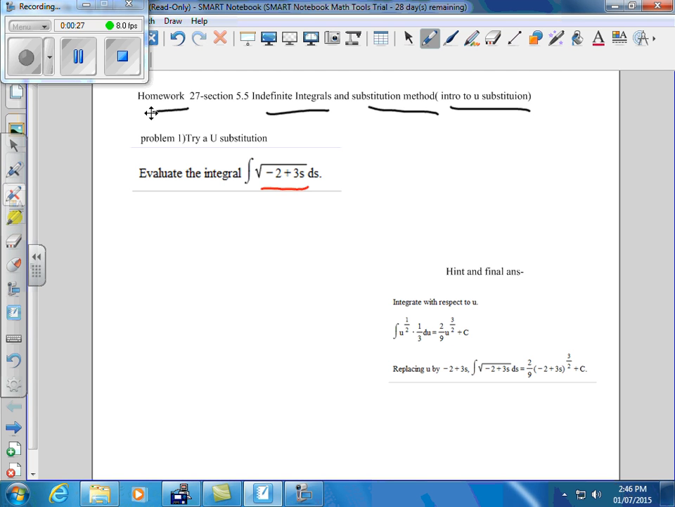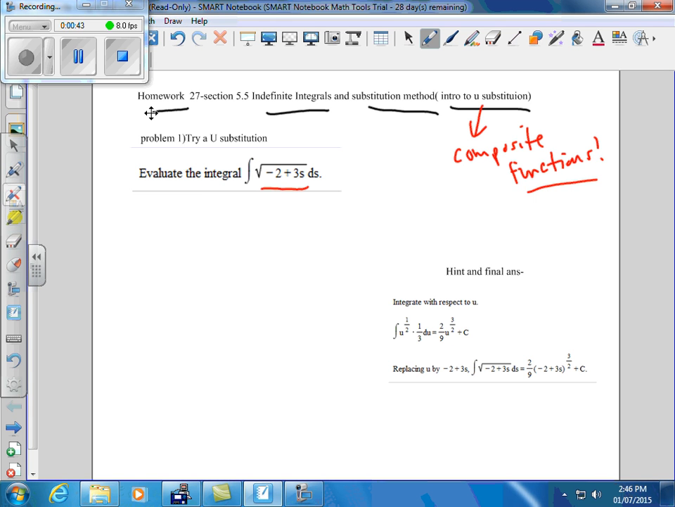So the U substitution, I can tell you, you want to be on the lookout for composite functions. Whenever you see composite functions, that's a clue that U substitution might be a good thing. It doesn't always work, but it's something you want to try.